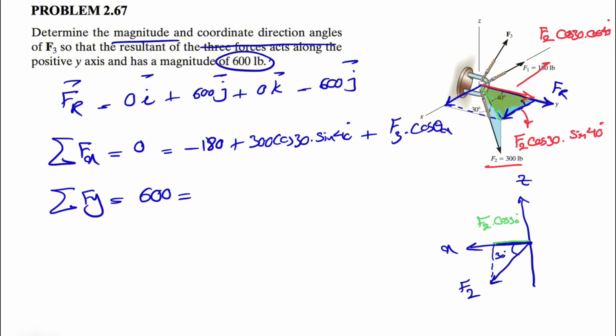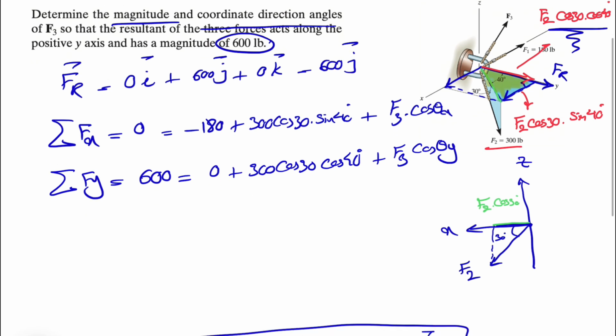F1 is along the x-axis, so there is no y component from F1, 0. We showed that the y component of F2 is plus 300 cosine of 30 degrees, cosine of 40 degrees, what we have in here. And for F3, as we can see, we have plus F3 cosine of theta y, which is the other unknown that we have.